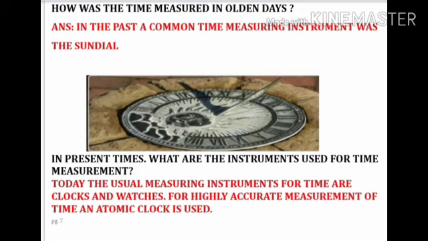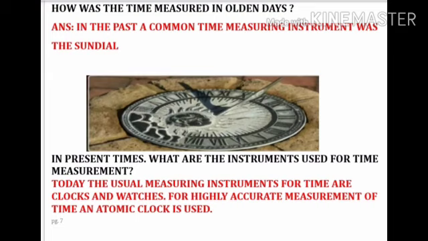How was the time measured in olden days? Answer. In the past, a common time measuring instrument was the sundial. A sundial consists of flat plate and a gnomon that cast shadow on the dial. Means the one which you can see like the needle of the clock. That is the gnomon which shows the shadow and clock determines the time.